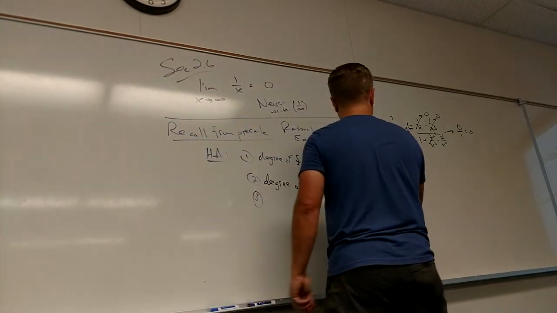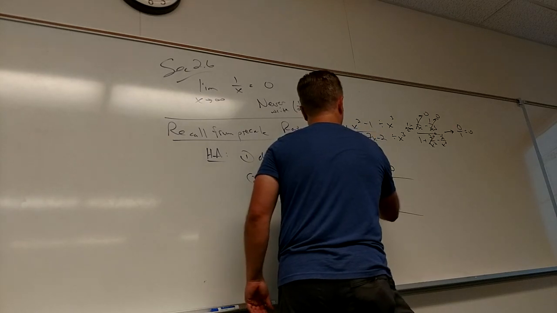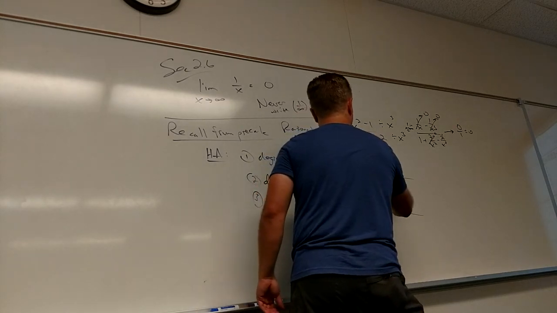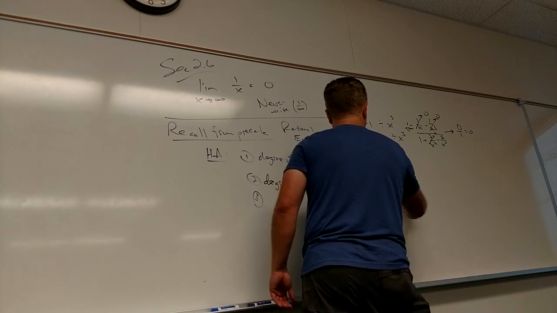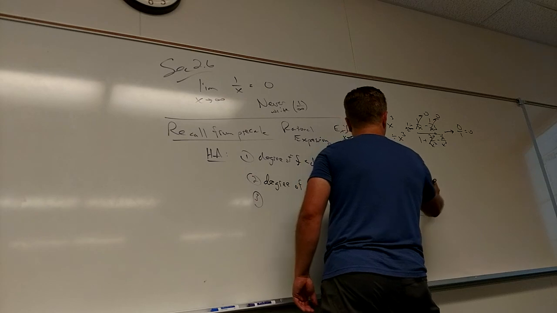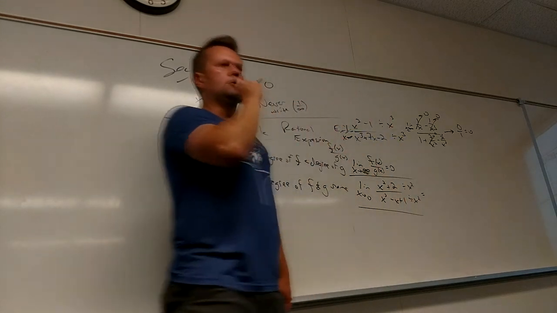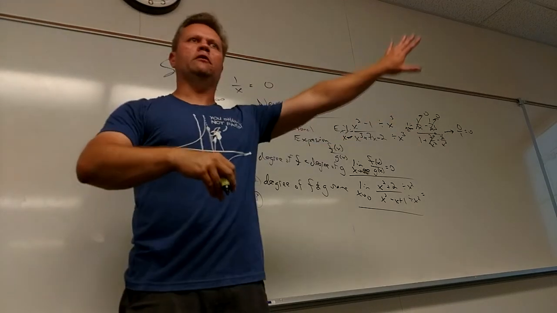So let's do an example to see why. What if it's x squared plus 2 over x squared minus x plus 1? If I divide again by the highest power I see, and again, I'm allowed to do that because I'm going very far away from 0.